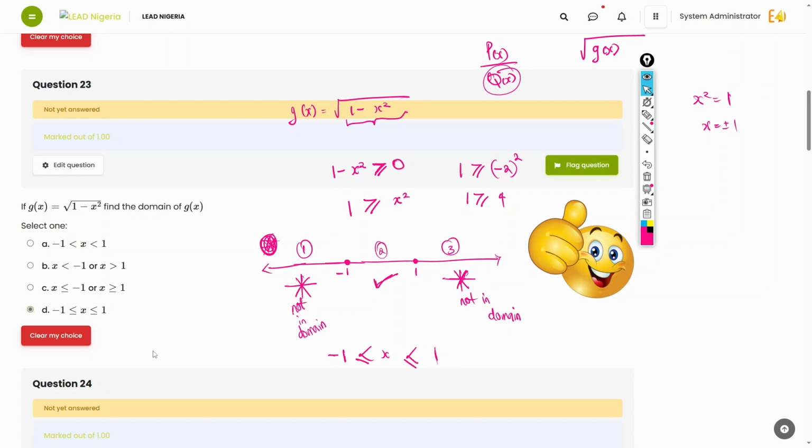Now, another thing you could have done is just test the values, right? Just test all the values presented, all the options. Find values in each space represented and see if they give you an actual value.